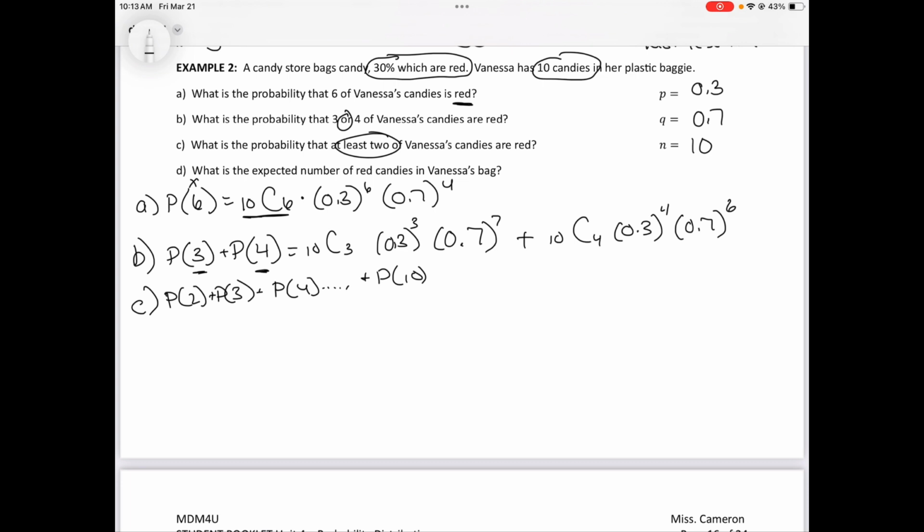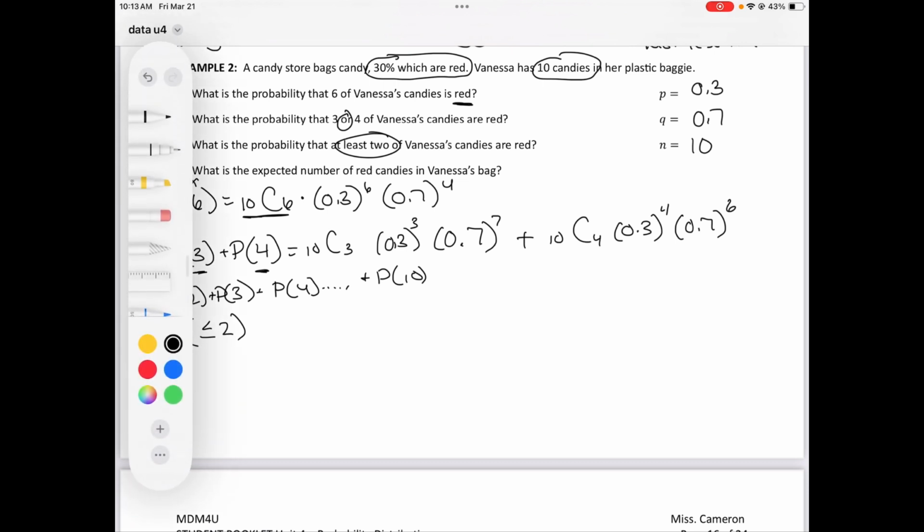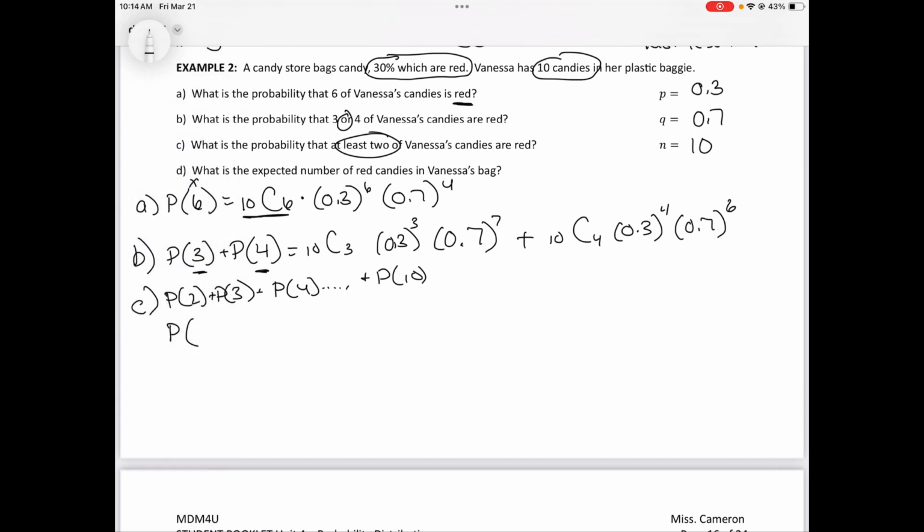So I don't want to write out the binomial distribution this many times. So instead, I'm going to say the probability that at most 2, or at least 2. I did the wrong crocodile. At least 2 is going to be 1 minus the probability of 0 minus the probability of 1. And that will give us the probability of 2 to 10.